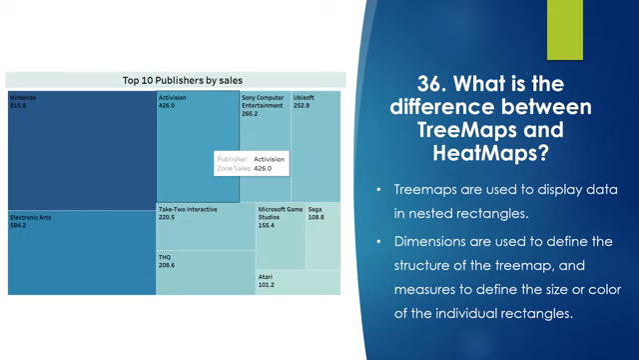Next, we have what is the difference between tree maps and heat maps. As you can see here in this image, we have a tree map that shows the top 10 publishers by sales. Tree maps are used to display data in nested rectangles. Dimensions are used to define the structure of the tree map, and measures to define the size or color of the individual rectangles. So here we have our dimensions and we have the measures. We have the quantity, which defines the color and the size of the rectangle. The higher the size, the bigger the value, and the darker the color.